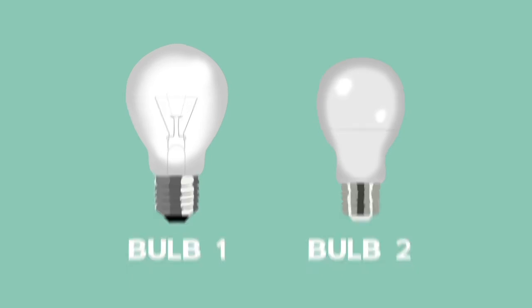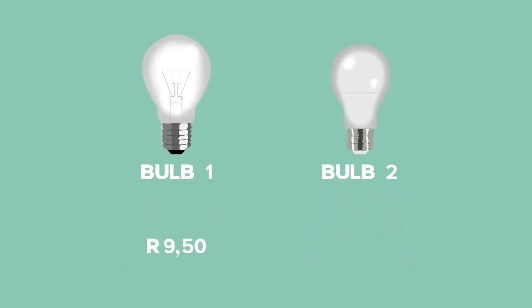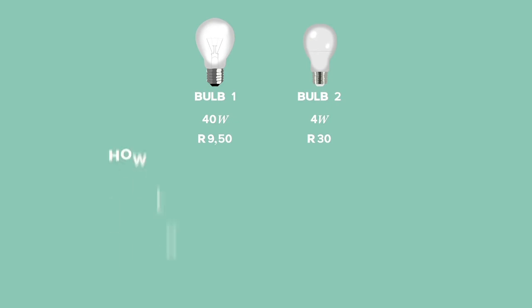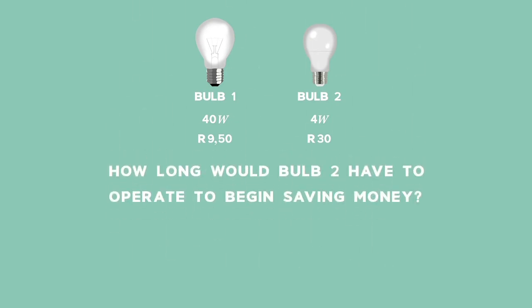Bulb 1 costs 9 Rand and 50 cents and consumes 40 watts of power. Bulb 2, a new energy-efficient type, consumes only 4 watts to produce the same amount of light, but it costs 30 Rand. The question asks, how long would bulb 2 have to operate to begin saving money? Let's assume that the unit price of electricity is 1 Rand and 30 cents per kilowatt hour, and our answer is rounded to the nearest hour.